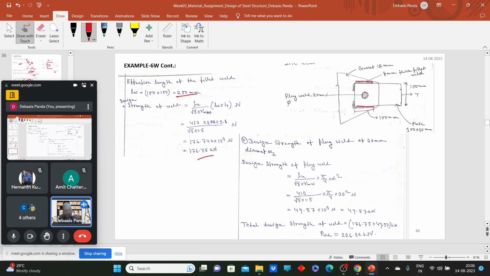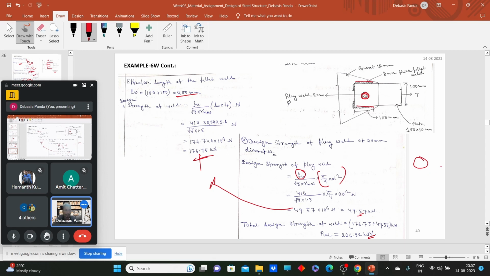Now what about this plug weld? How much load can this plug weld carry? The design strength or load carrying capacity of the plug weld is Fu multiplied by the area, pi by 4 into d square. Here the plug is circular, so it will be pi by 4 into 20 square. So this plug weld can carry 49.57 kilonewton of load. The total load carrying capacity will be the fillet weld capacity plus the plug weld capacity, so that comes as 226.32 kilonewton. That much strength these two welds combined can carry.